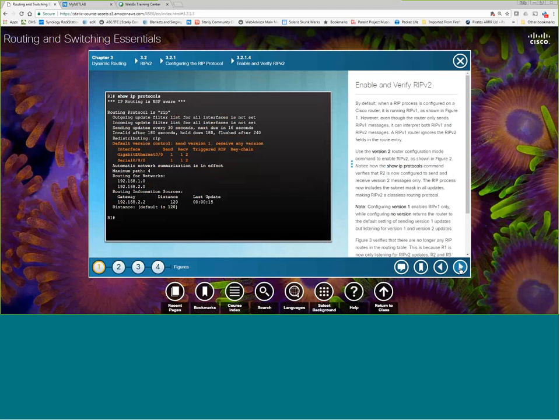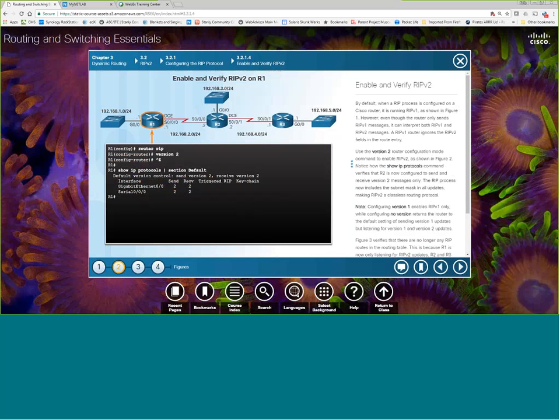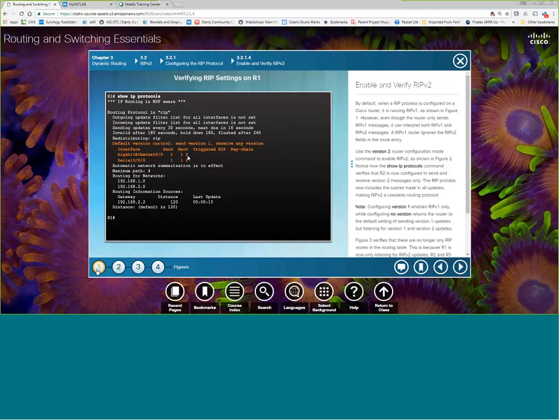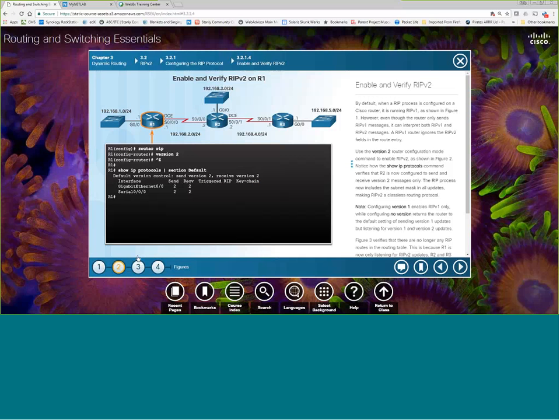So, no problem there. If you want to enable version 2, you just type version 2. Notice here, we're saying it's sending 1, receive 1, 2. We're going to go in and do version 2. You'll notice now once you set version 2, it's actually going to only send and receive version 2. Once you do that on R1, it will no longer talk to R2 until you convert R2 to version 2. Well, actually, R2 would get the information from R1, but R1 wouldn't get R2's information because it's only receiving 2.